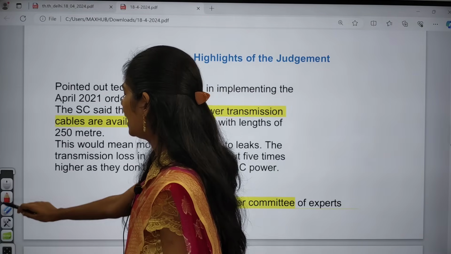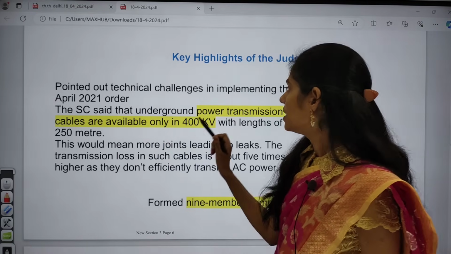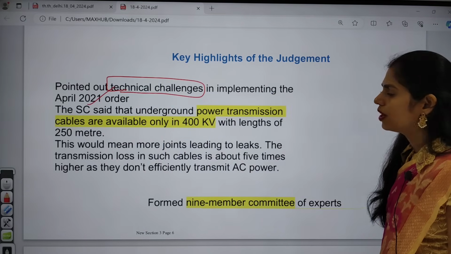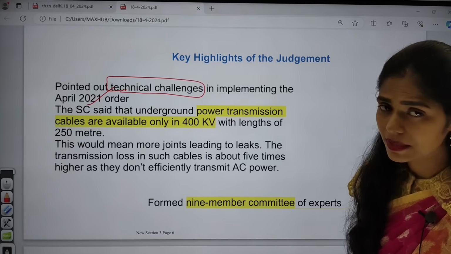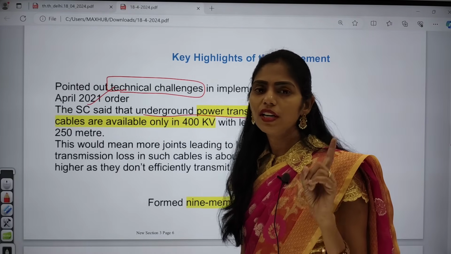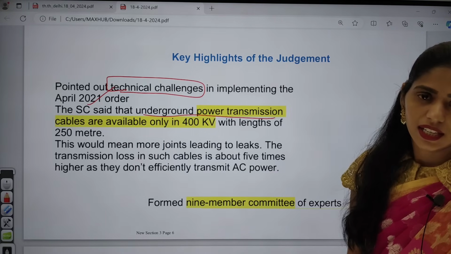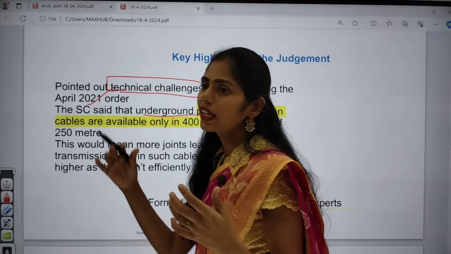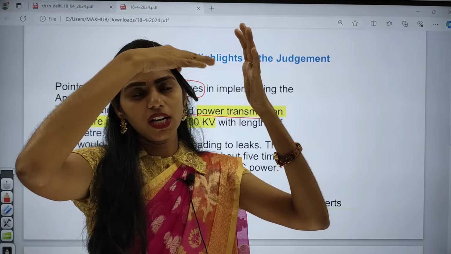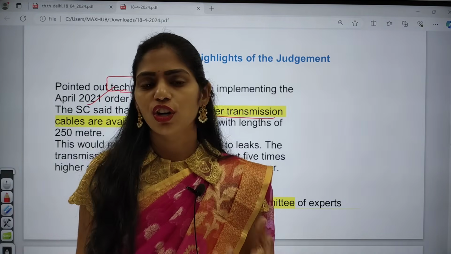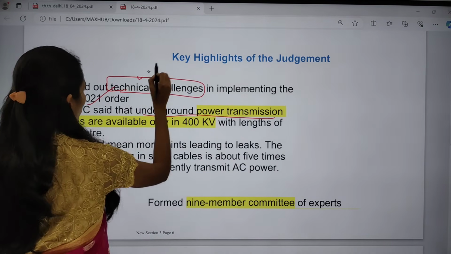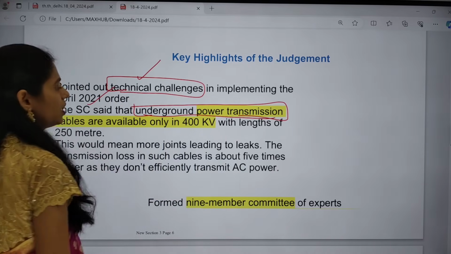Now the key highlights of the judgment given by the Supreme Court: it spoke about technical challenges in implementation of the 2021 order. The Supreme Court had already given an order for the conservation of the Great Indian Bustard, to go for underground power transmission cables. Why? Because one important problem leading to the decrease in the number of Great Indian Bustards is that they are heavy, flying birds, and they come in contact with electric transmission lines. Because of this they get electric shock or electrocution, causing the death of these birds. So the Supreme Court said we can go for underground power transmission lines.